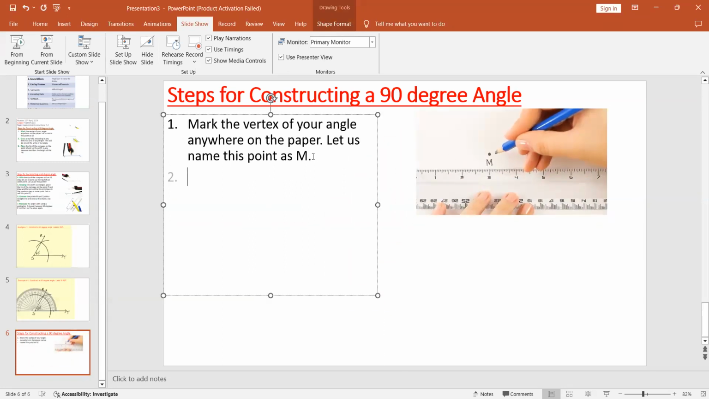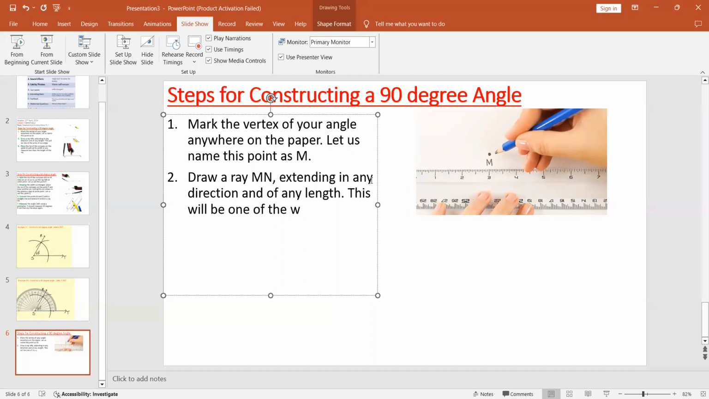Next, you want to draw a ray, MN, extending in any direction and of any length. This will be one of the arms of our angle.